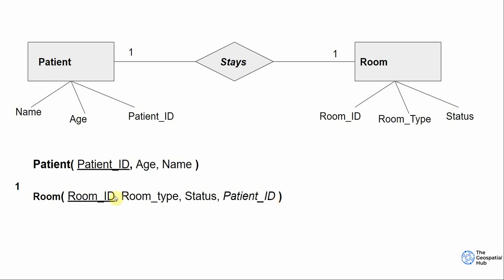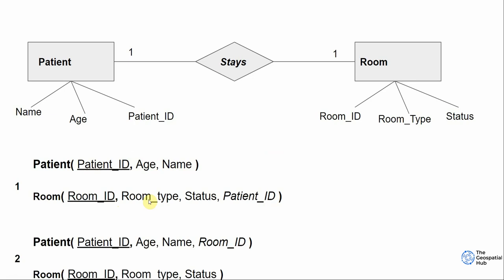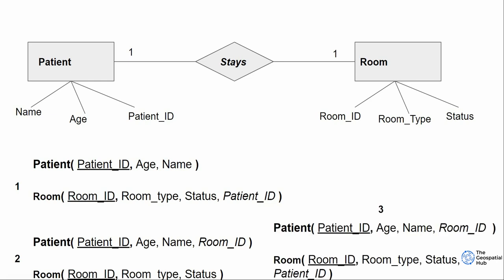Another way to do it is to have this room ID as a foreign key in the patient table. That's another way to represent the relationship. And the final way to represent the relationship is to include both primary keys as foreign keys in the corresponding tables. So this is the third way to do it. So we have the room ID here, and we also have the patient ID here. It's a little bit redundant, but it also works. So any of these three methods will work to represent a one-to-one relationship.